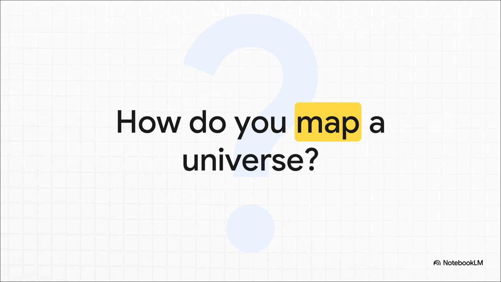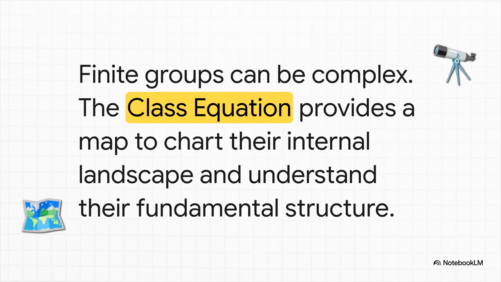I want you to imagine a finite group not just as a list of elements, but as this vast, sprawling universe with its own weird laws and hidden structures. Where do you even start? And that's the real challenge, right? These finite groups can be mind-bogglingly complex. We desperately need some kind of map, a guide to chart their internal landscape, so we can really get a grip on their structure. And that, right there, is exactly what the class equation gives us.